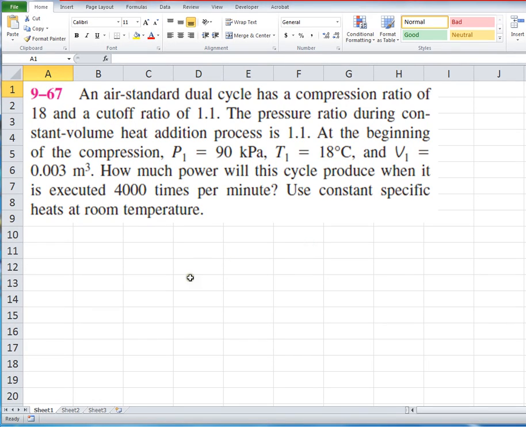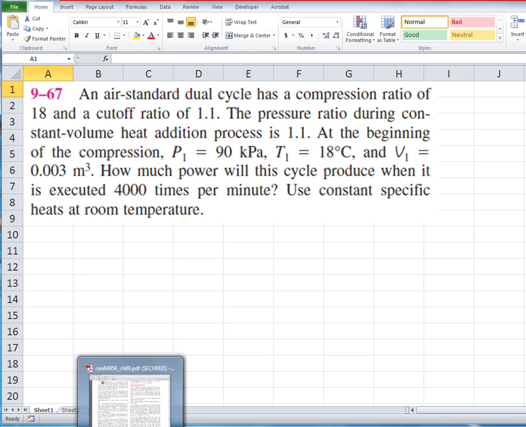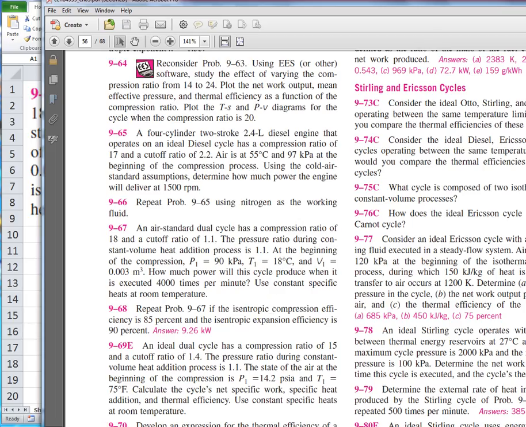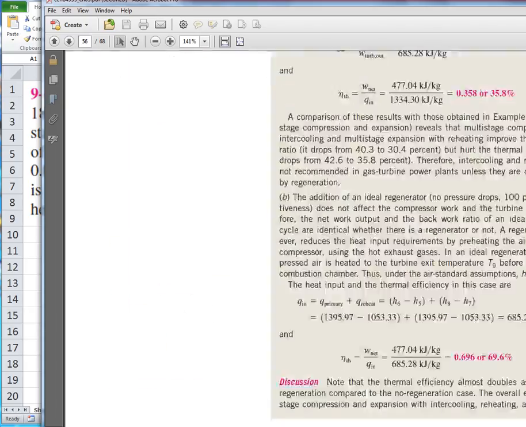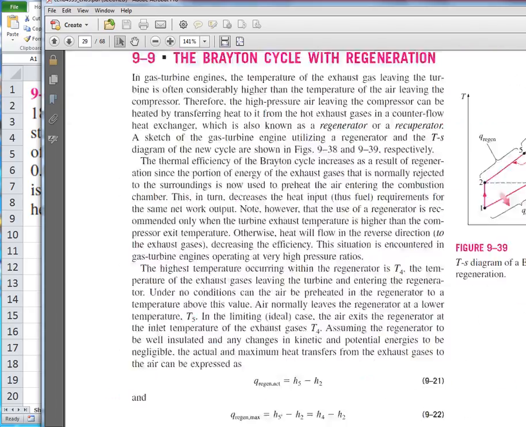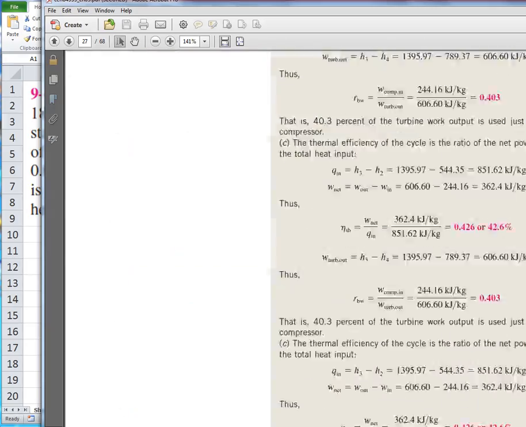Hey, okay, got a few minutes, so thought maybe I'd try to work an example problem of an air standard dual cycle. The dual cycle, as you might recall, is a combination of the diesel cycle and the Otto cycle. I might be able to flip back through the book and find a diagram that pertains to it. Let's see.